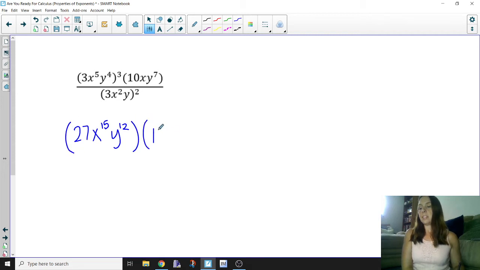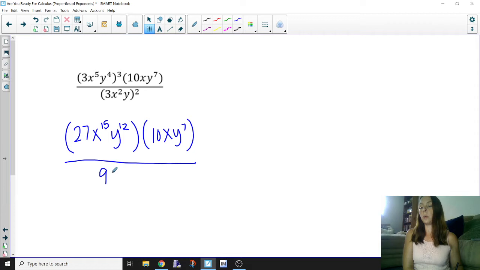Let's bring along the 10xy to the 7th. Nothing really to do with that right now because it does not have a power on the outside of the parentheses. In the denominator, let's raise 3x squared y to the second power, 3 squared. Remember here, you're not multiplying, you are raising the coefficient to the power.